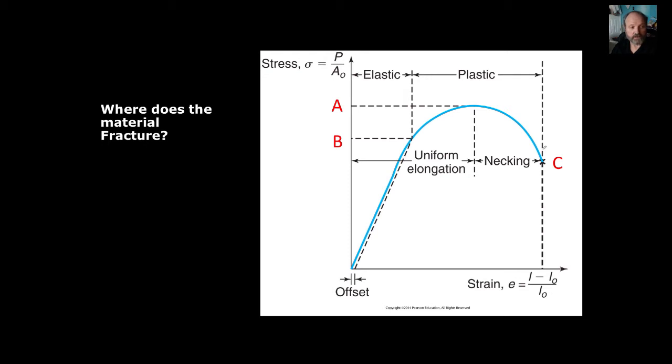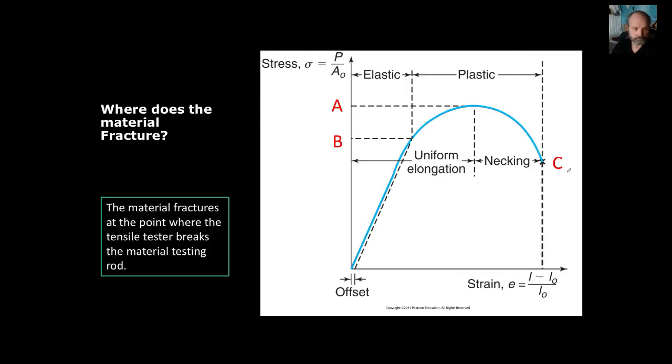And where does the material fracture? Well, when we're doing our testing on our tensile tester, it's recording the stress and the strain as we're pulling on this material. And at some point it breaks. So what ends up happening is the stress that it measures goes to 0. It just comes straight down. And that's the point where you know it's broken, because there's nothing holding it back anymore. Okay?